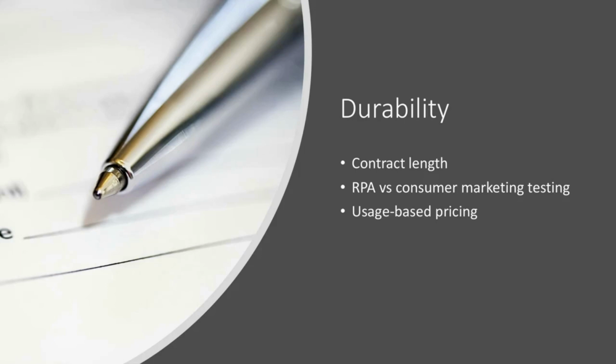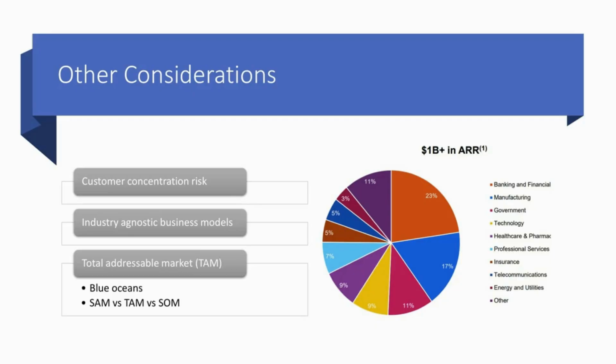So other considerations when we look at SaaS firms: customer concentration risk. We want to make sure that no single customer accounts for more than 10% of revenues in any business, of course. Industry agnostic. So there's healthcare SaaS firms out there, which we don't look that highly upon compared to a firm like UiPath that sells across multiple industries. Here's a chart showing the breakdown of their ARR, annual run rate, across these different industries.